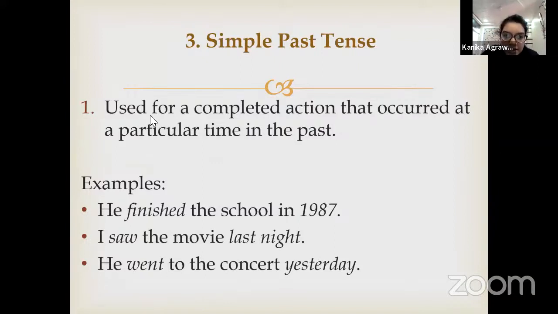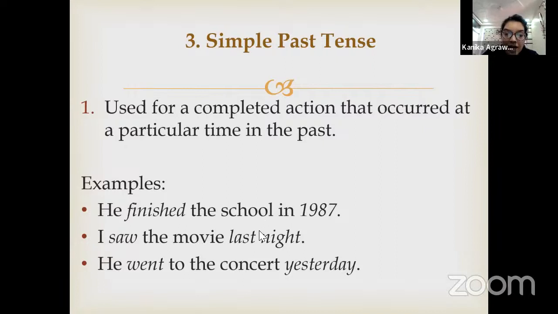So, simple past tense is used for a completed action which occurred at a particular time in the past. Okay, it won't have is, am, are, it won't have has, had. It will just have the past form of the word. Let's say he finished the school in 1987. If it would have been finishes, that would have been present form, but in simple past tense, we always use ed in most of the words. He finished the school in 1987.